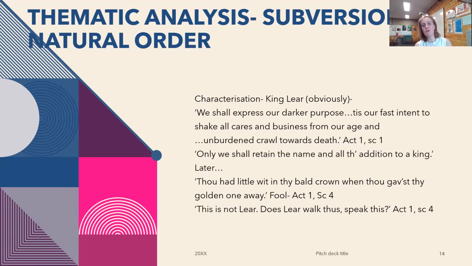Okay, so if we were going to use the subversion of natural order as an example, then the first of the vehicles that we could explore, of course, is characterization, and the first of the characters is, of course, King Lear. But King Lear is so important because it's the juxtaposition of him against other characters that allows us to really see the subversion of natural order.